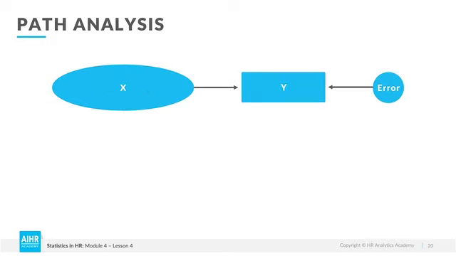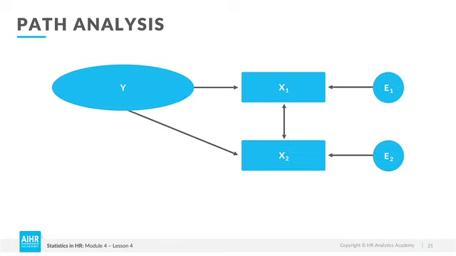So here are a few examples of some simple path diagrams. In this simple diagram, we can see that the latent variable x has a causal effect on the observed variable y, with the error e also influencing the observed variable. This is essentially a simple linear regression model. Now the next example is a multiple linear regression model, where the two variables being observed are correlated with one another.